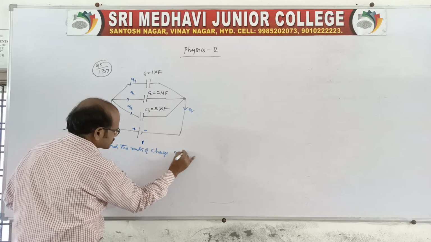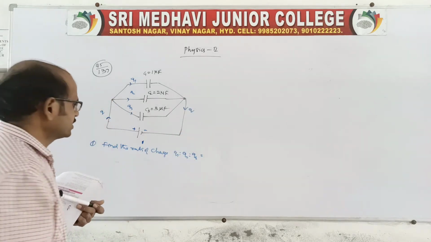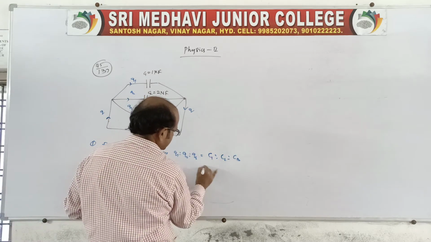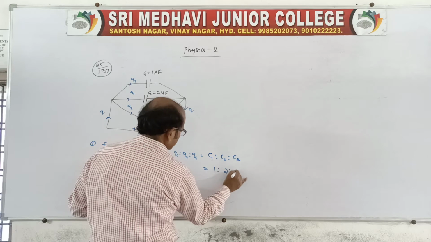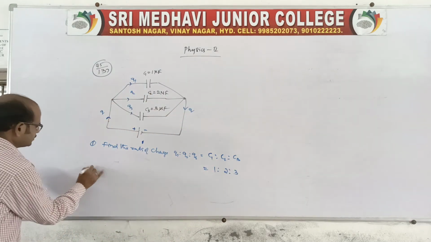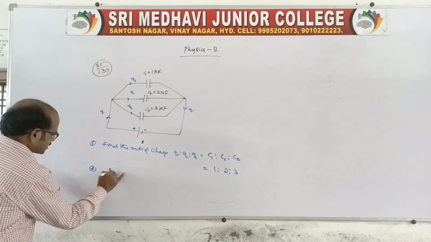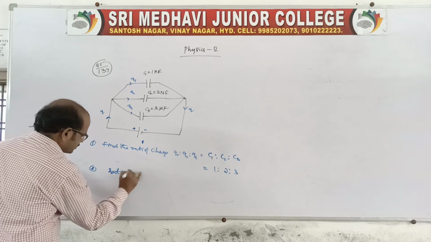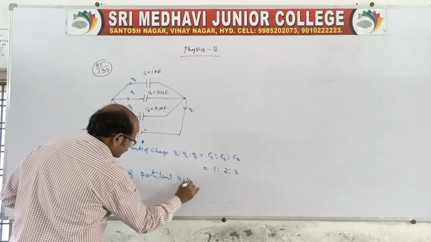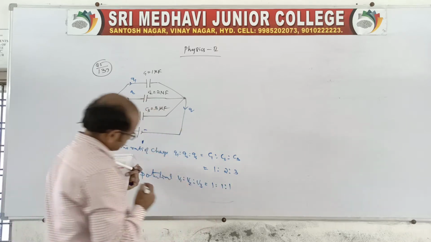That we know, Q1 is to Q2 is to Q3, we did that just now. So the ratio will be C1 is to C2 is to C3. So 1 is to 2 is to 3 is the answer, right? And the second one asks to find the ratio of potential differences. That is V1 is to V2 is to V3 is equal to 1 is to 1 is to 1.